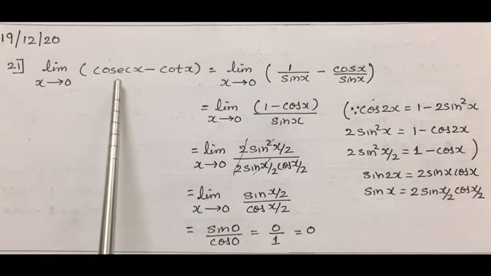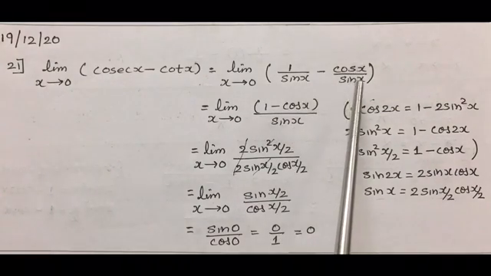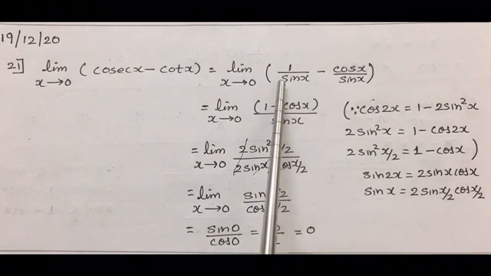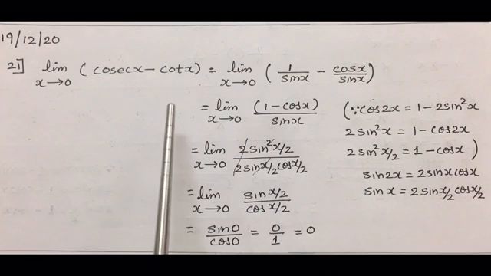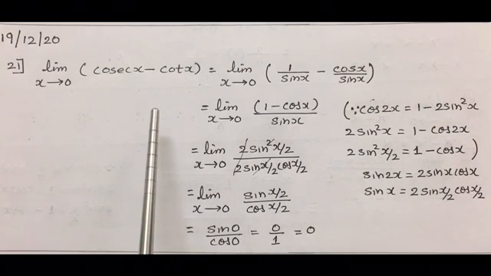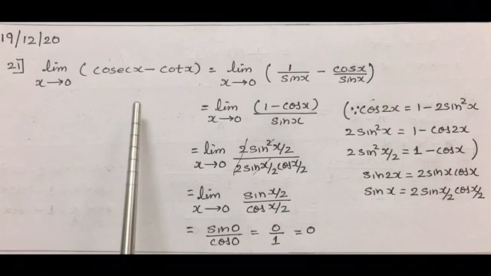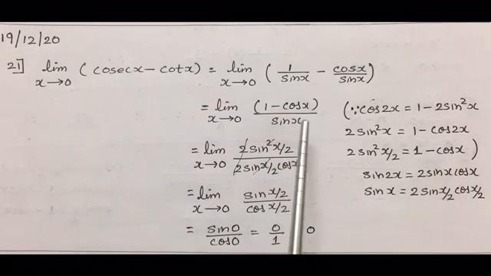So we'll convert them in terms of sine and cos. Now why we need to convert them in terms of sine and cos? Reason, the standard limits are in terms of sine and cos.